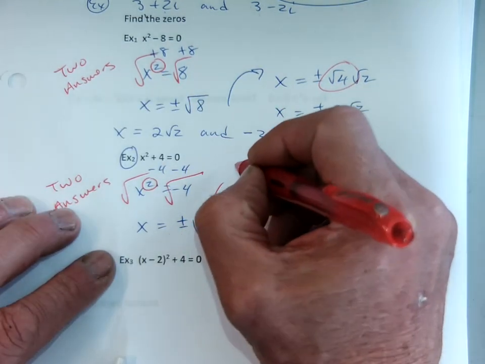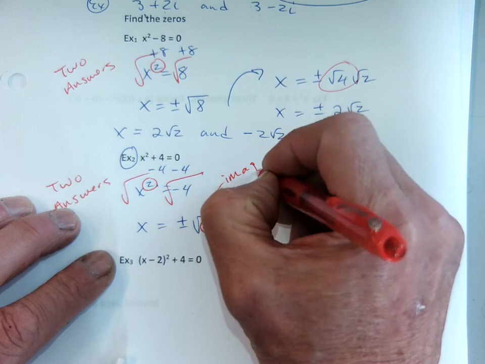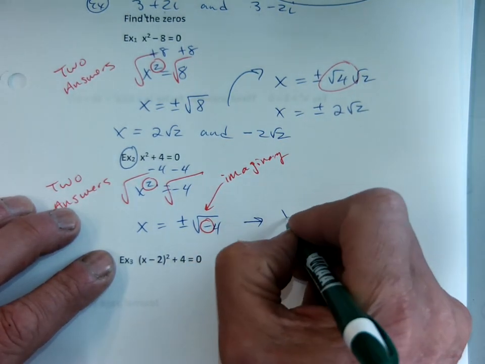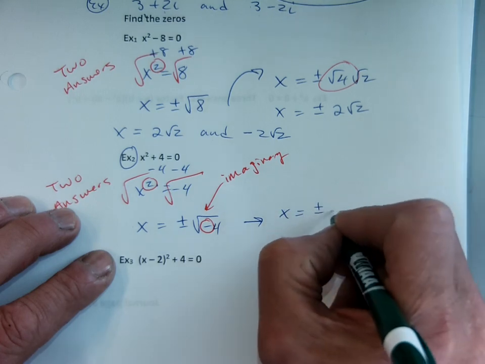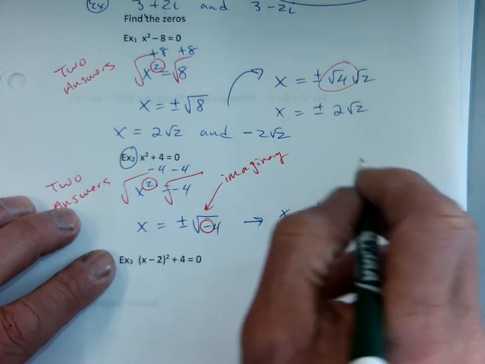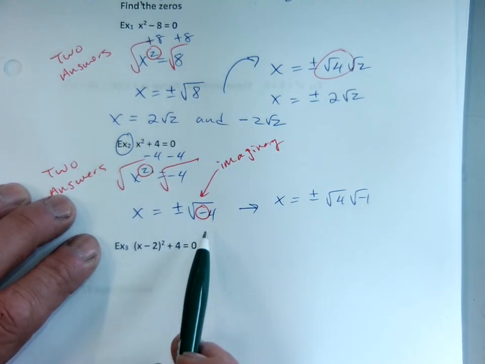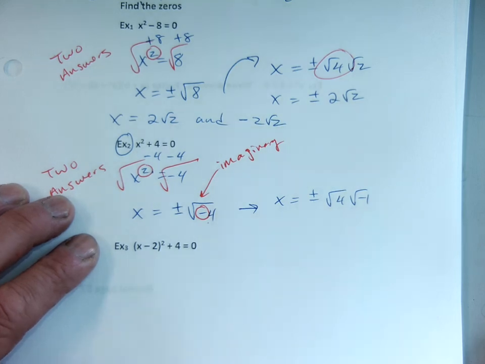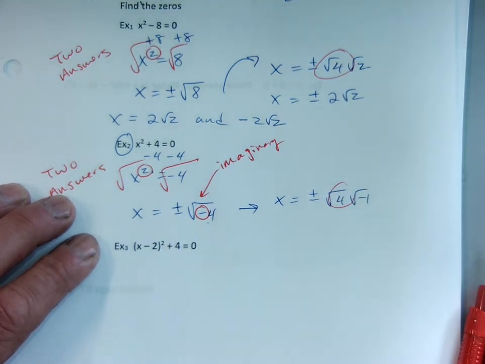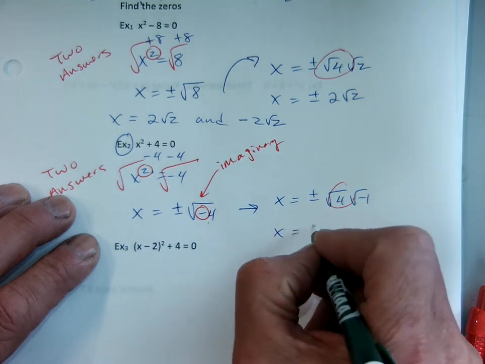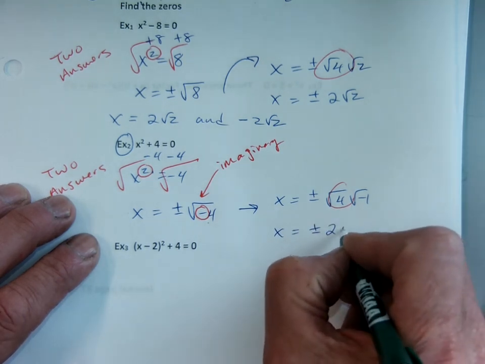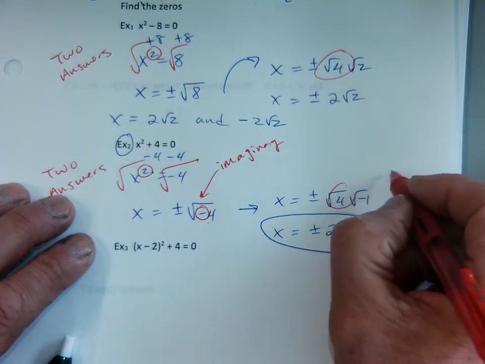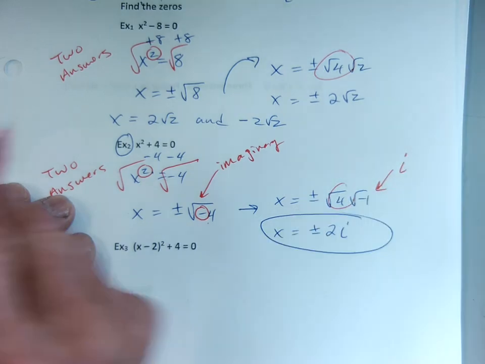So this is the same thing as x is equal to plus or minus the square root of 4 times negative 1. Negative 4 is 4 times negative 1, right? Square root of 4 is 2. So x is going to equal plus or minus 2i. And I got the i from the square root of negative 1 is i.